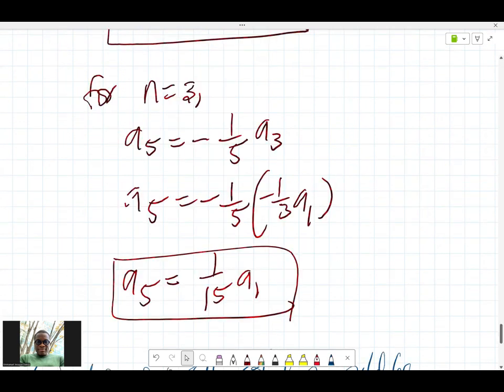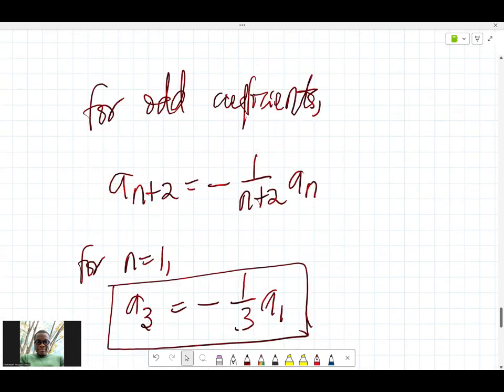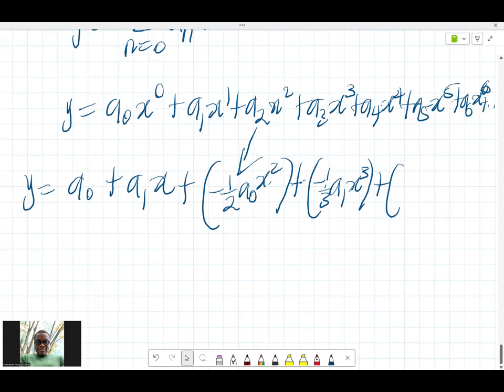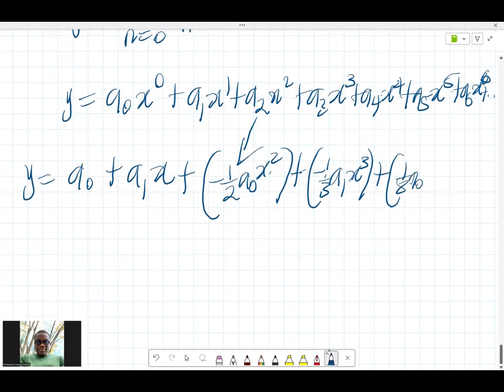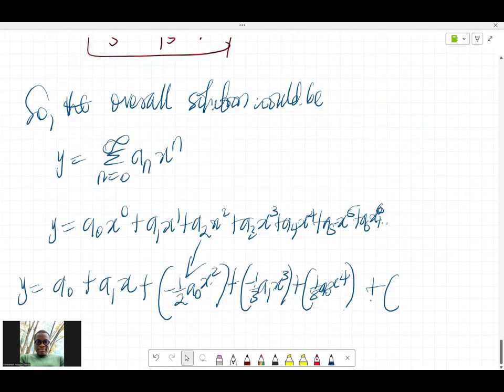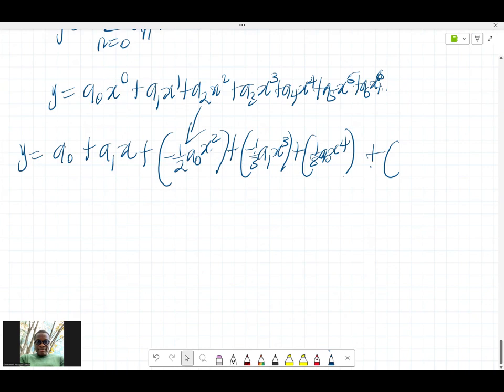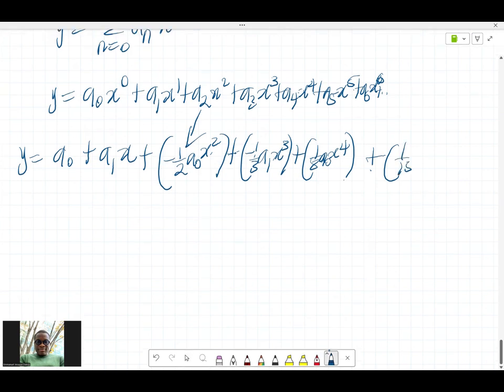A4 is 1 over 8 a naught, that's 1 over 8 a naught x raised to power 4. So we still have 2. So for a5 now, what is A5? A5 is 1 over 15 A1, that's 1 over 15 A1 x raised to power 5.